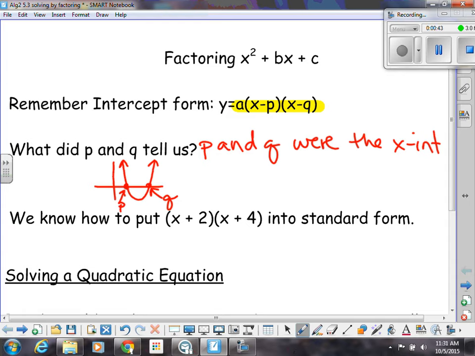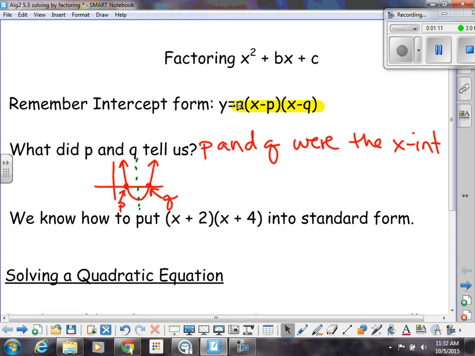And that's what was nice about the intercept form, is we could see exactly where it was crossing and we knew where the axis of symmetry was and so on. So we already know how to put something that's in factored form into standard form. We did that when we were graphing. We would FOIL that out and get it in standard form. Well, now what we're going to do is go backwards. We're going to put standard form into intercept form because this is very useful for finding the x-intercepts.